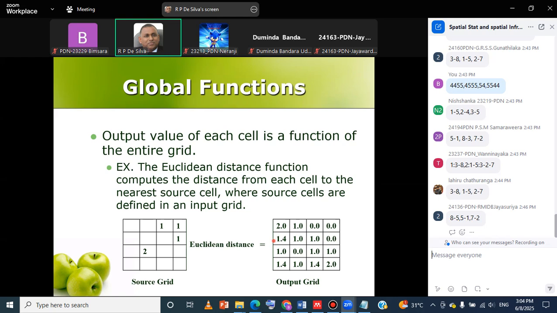Okay, so if I give you a different source grid and a different function, can you calculate the output grid?